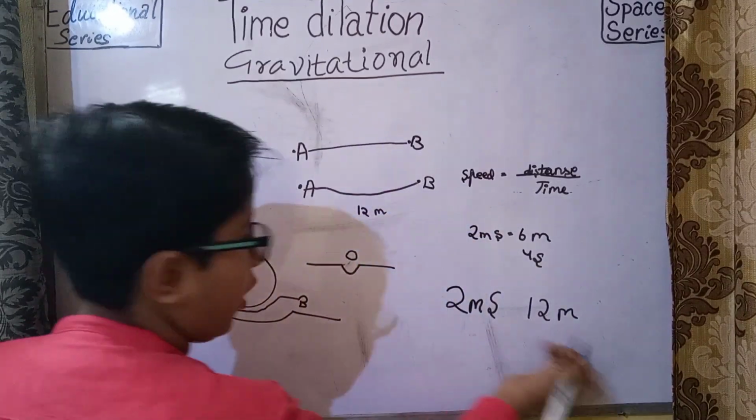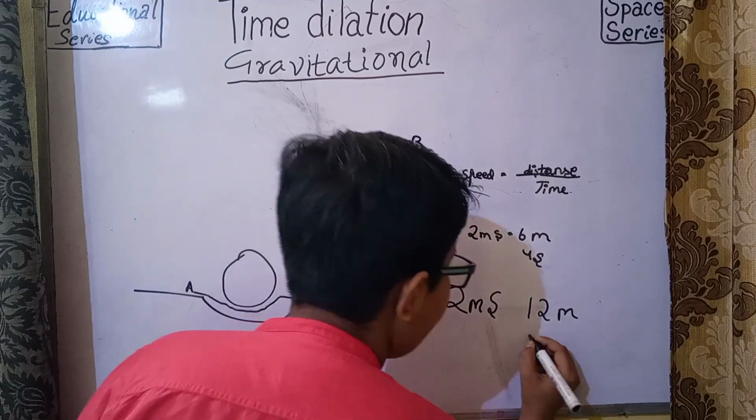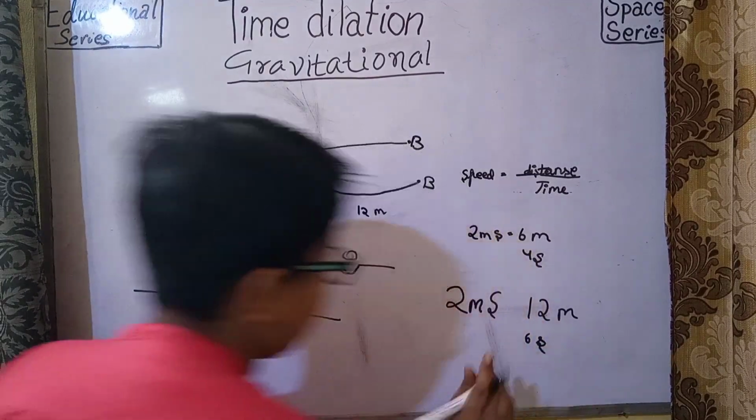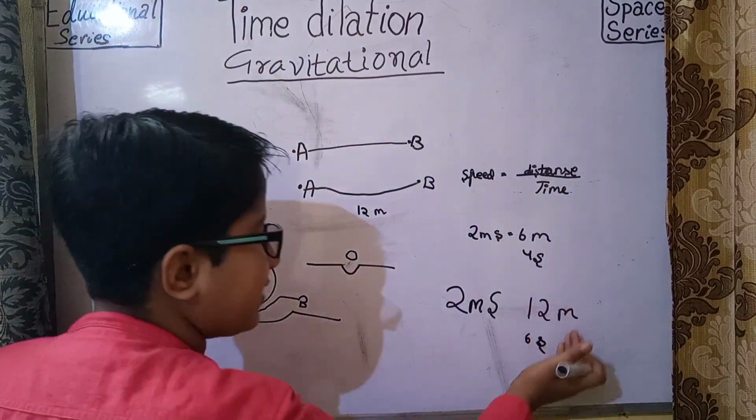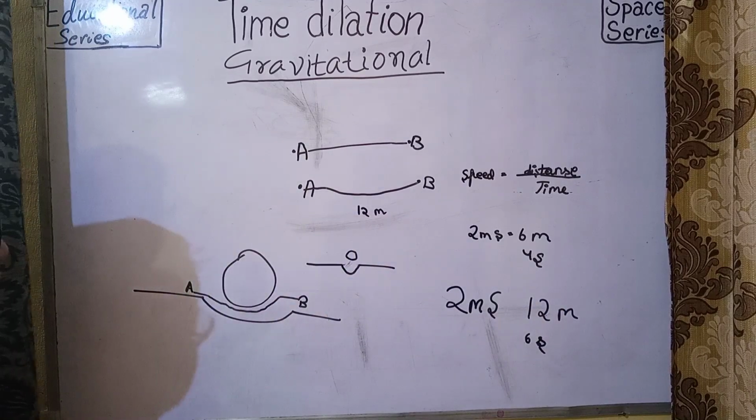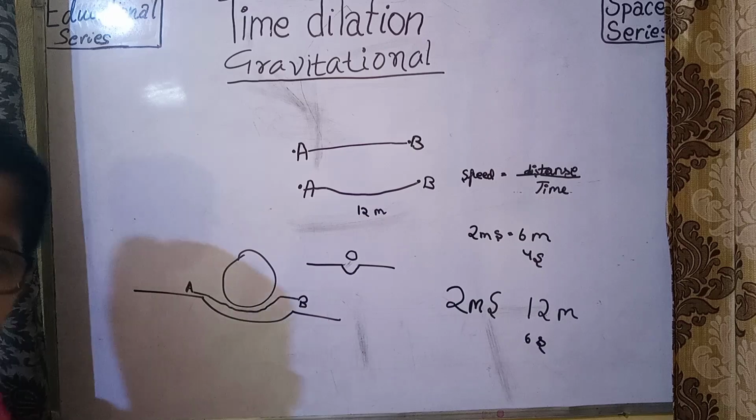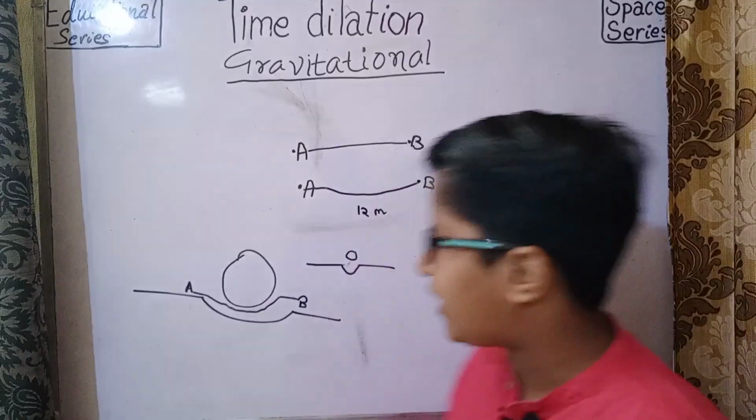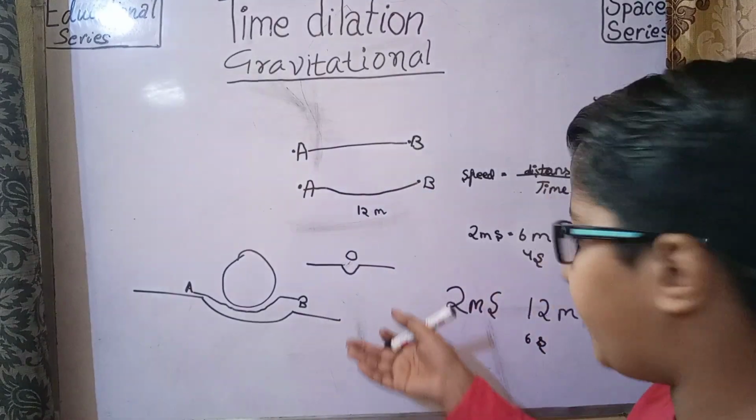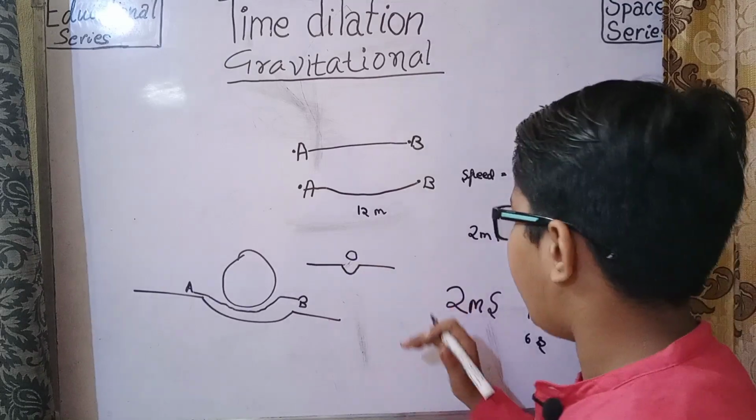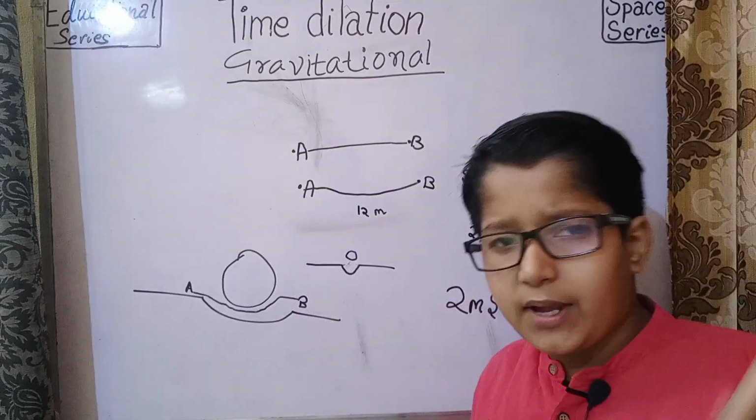Now the distance is 12 meters, so the time will be 6 seconds. Now you see that the time has slowed down when a person comes near a gravitational place where the universe is bent and gravity is included or affected. The universe is not typically bent.